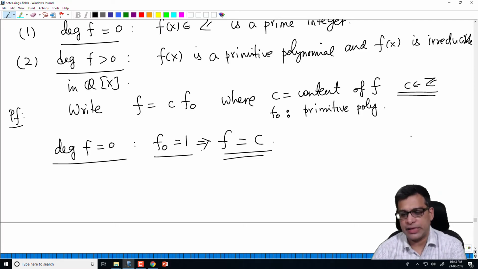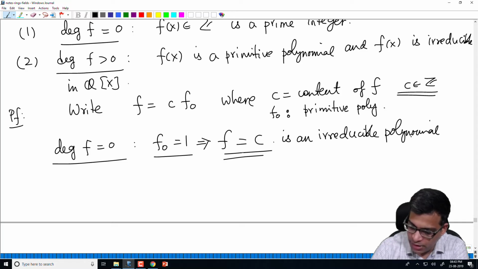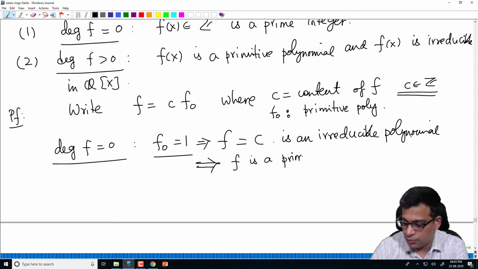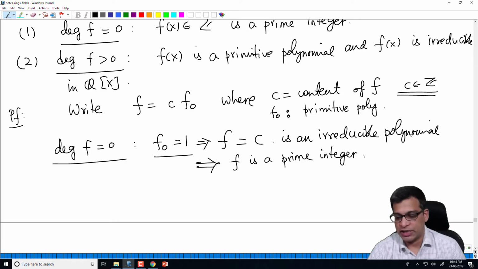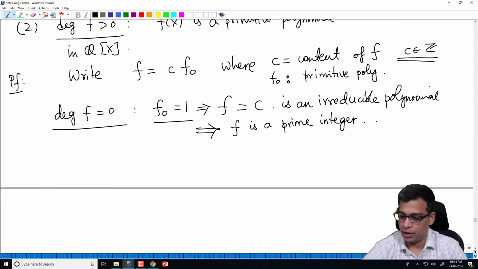And when is an integer irreducible? It is an irreducible polynomial. So this proves that f is a prime integer, because for example we can simply use the fact that the ring of integers is a PID. So an element is irreducible if and only if it's prime. So f is an irreducible polynomial of degree 0. That means it's an irreducible integer. An irreducible integer is prime, because in the ring of integers, irreducible automatically implies prime.